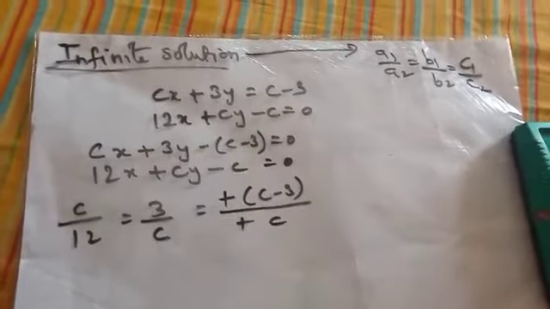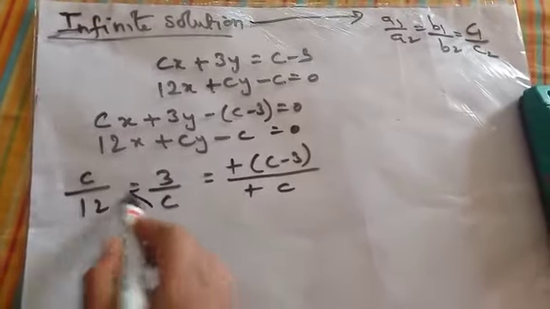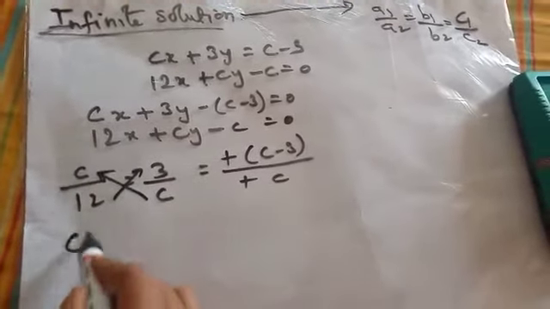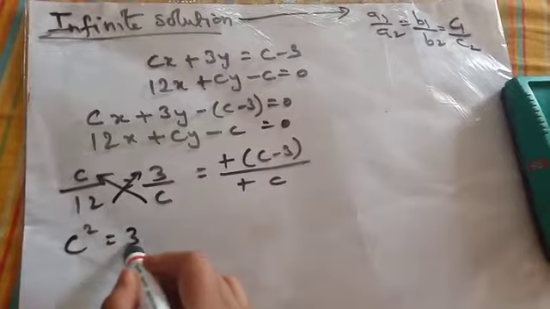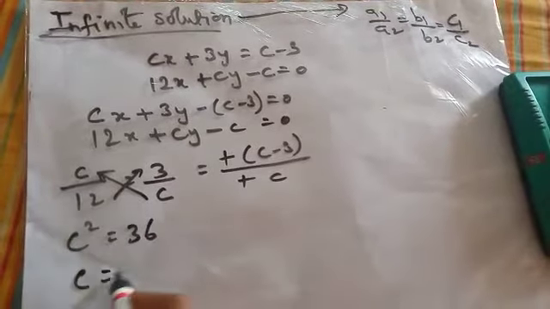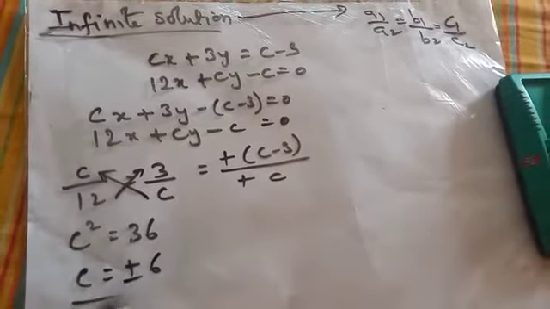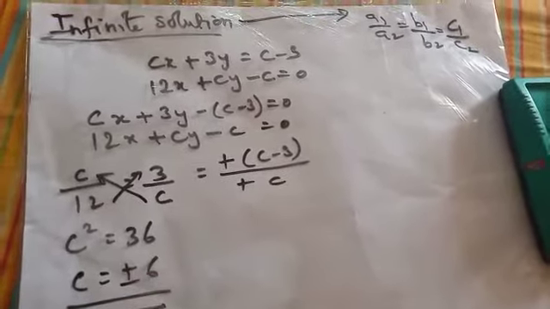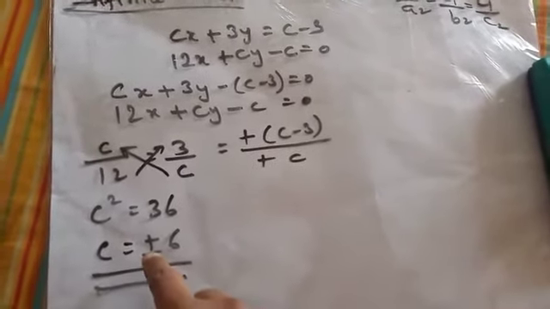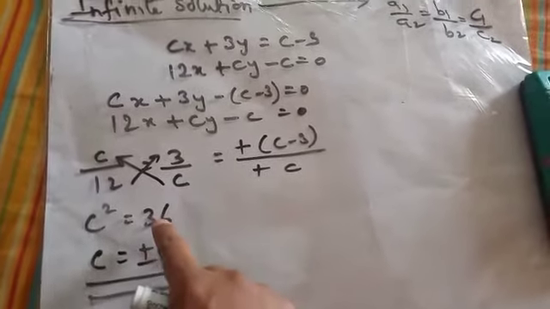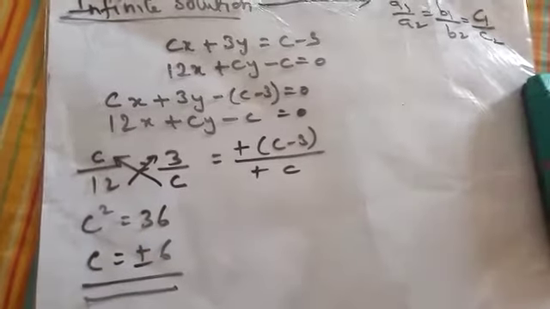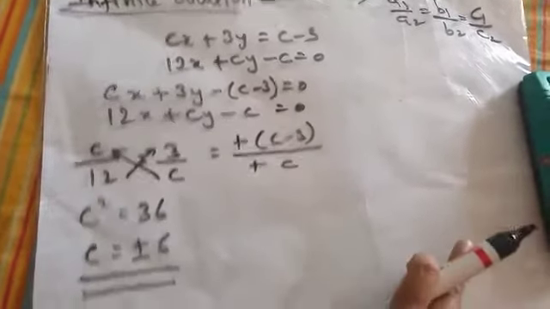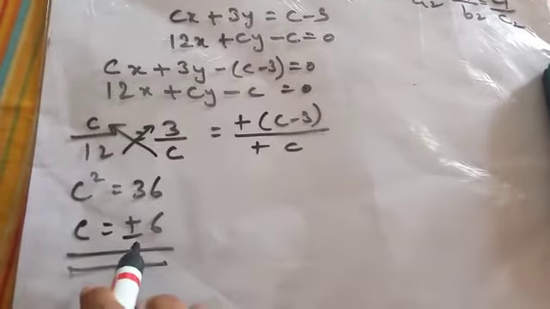So this gets cancelled. Now we have to find out the value of c. So let us multiply both of these. So c square is equal to 12 3s are 36. Now that means c is equal to plus minus 6. Now you have to be very sure that you are writing this plus minus, because otherwise an answer will be missed, because the square of 6 is also 36, and the square of -6 is also 36. So in grade 9-10 you should be using the plus minus symbol.